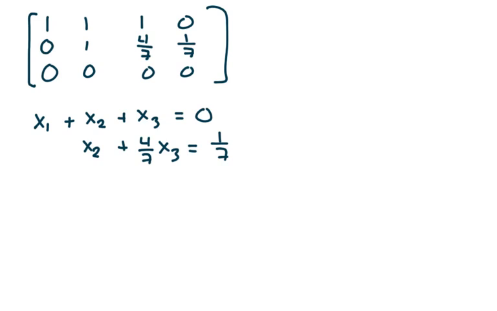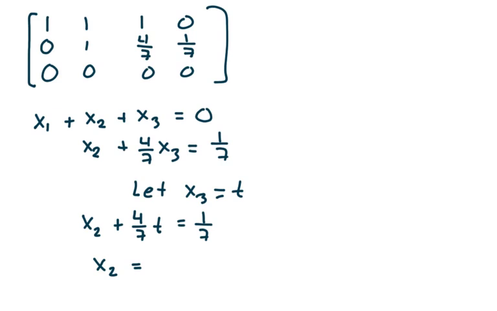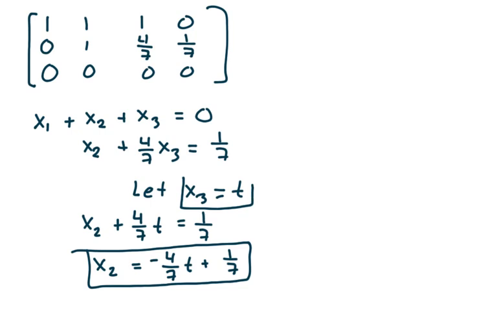What I'm going to do is let x sub 3 equal t. We call that a free variable, okay? Then I'm going to solve for x sub 2. x sub 2 plus 4/7 t equals 1/7. And so if I solve for x sub 2, I get x sub 2 is negative 4/7 t plus 1/7. That's x2. That's x3.